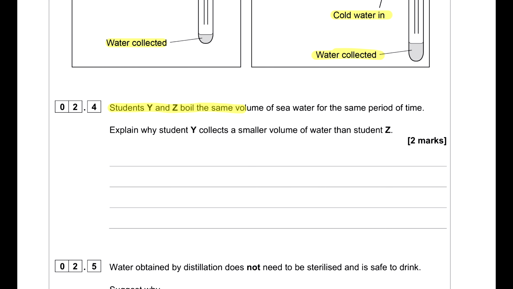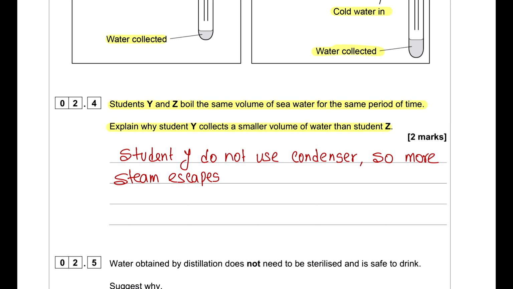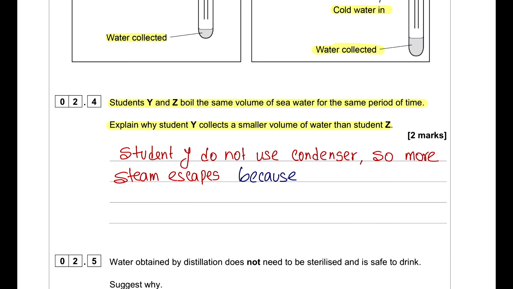Student Y and Z boil the same volume of seawater for the same period of time. Explain why student Y collects a smaller volume of water than Z. Since student Y did not use any condenser, more of the steam escapes because it was at a higher temperature. And because cooling is less efficient in the setup for student Y.